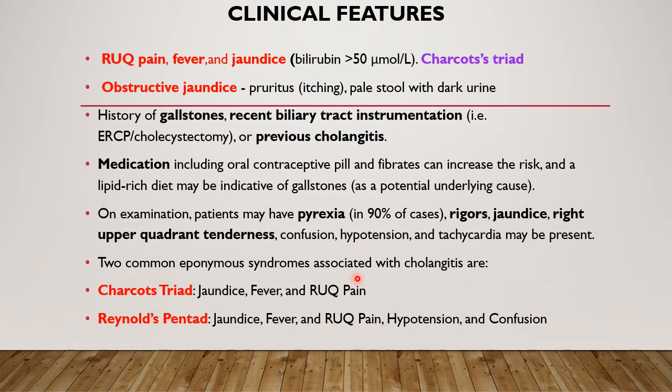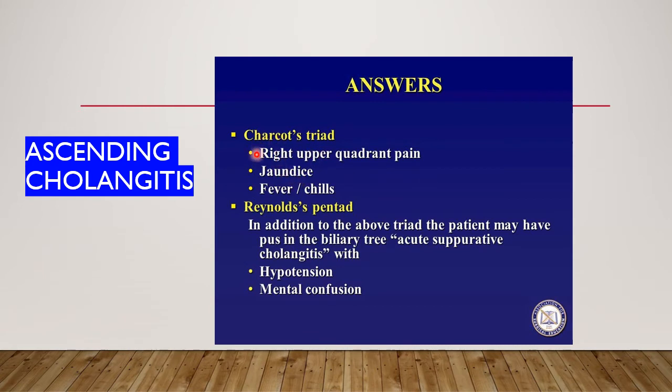eponymous syndromes associated with cholangitis are Charcot's triad, the classical triad, and Reynolds' pentad. In Reynolds' pentad, in addition to the three features of Charcot's triad, there is additional hypotension and mental confusion. Okay, these last two features suggest the patient may be going into septicemia and shock. Okay, this is the summary of the clinical features of ascending cholangitis, which consists of Charcot's triad and Reynolds' pentad.